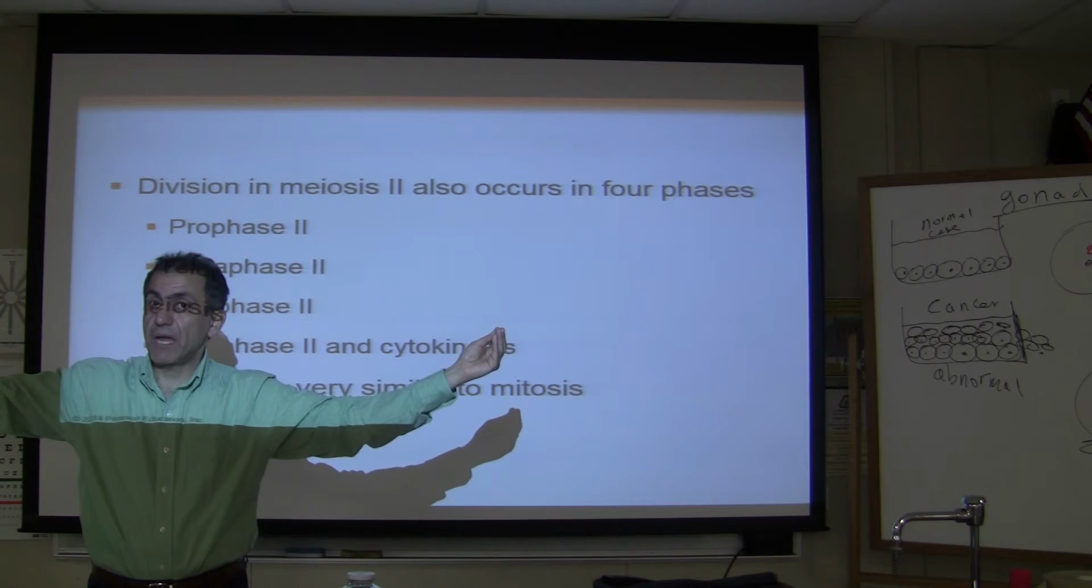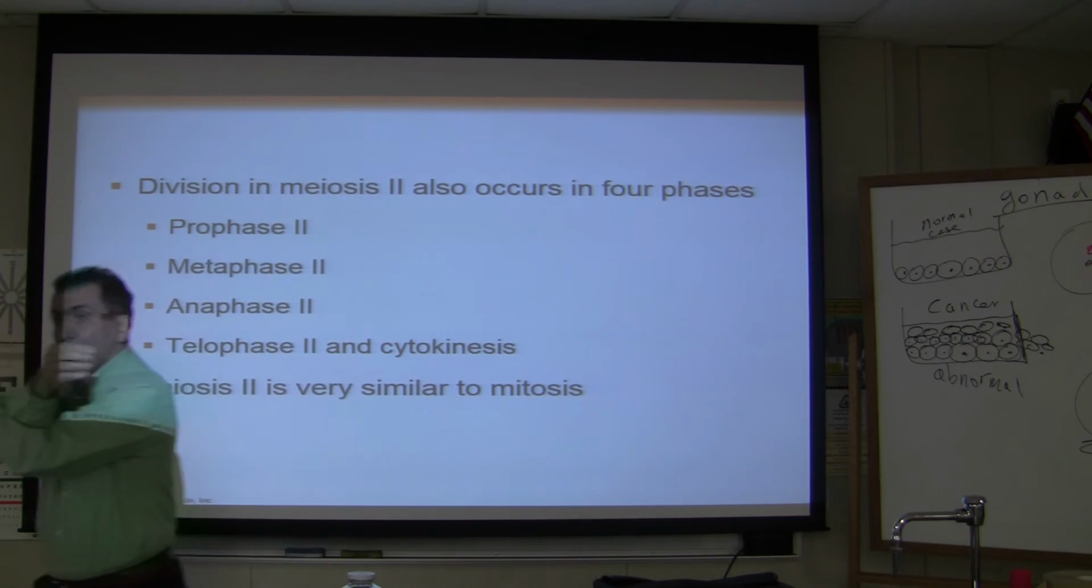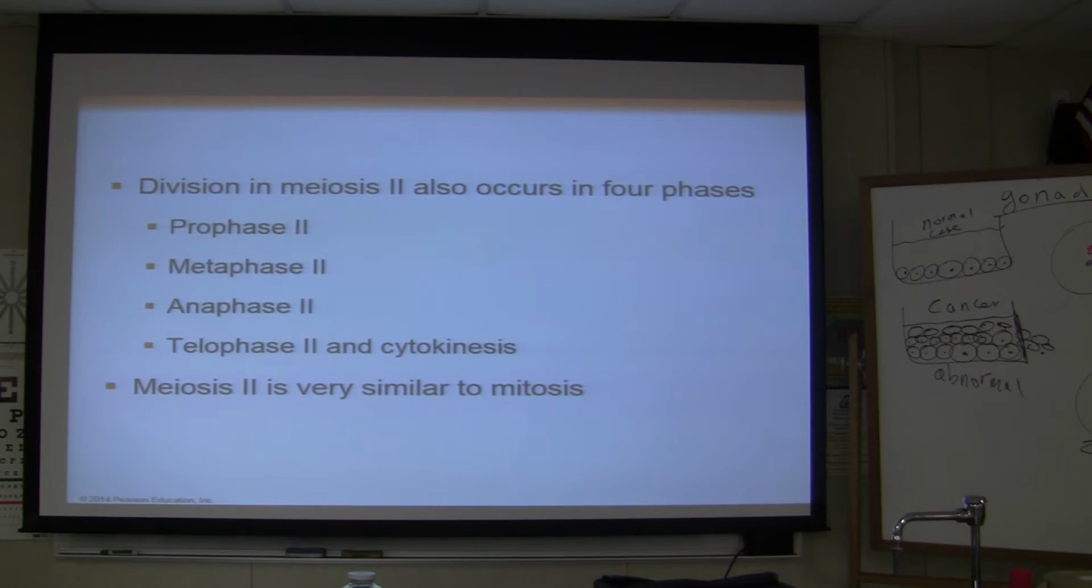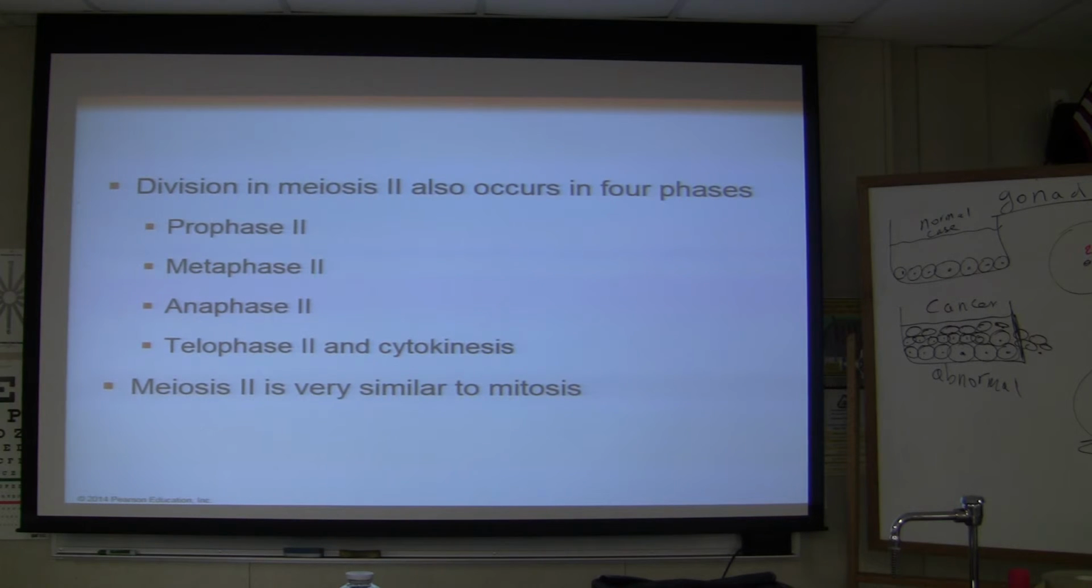In meiosis 1, what happened? Remember, in meiosis 1, we were together, and then we separated, right? I went to one cell, and she went to one cell. That's meiosis 1, right? In meiosis 2, am I making some sense a little bit? That's what happens in meiosis 2. So meiosis 2 is similar to mitosis.